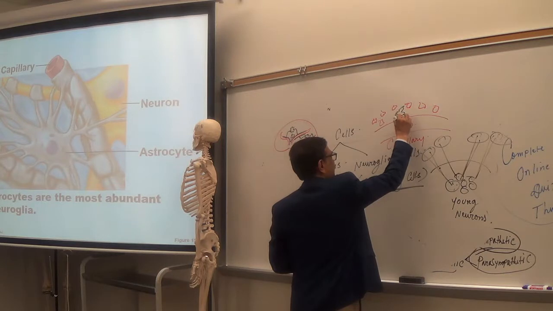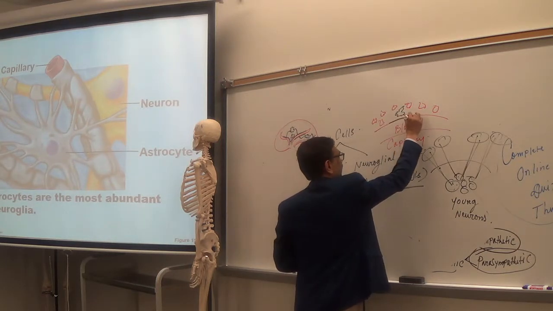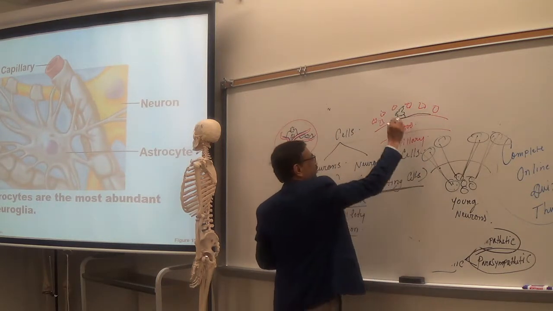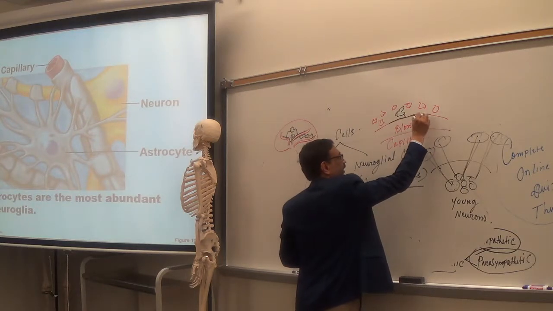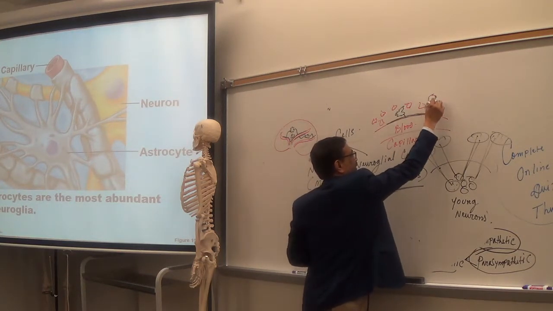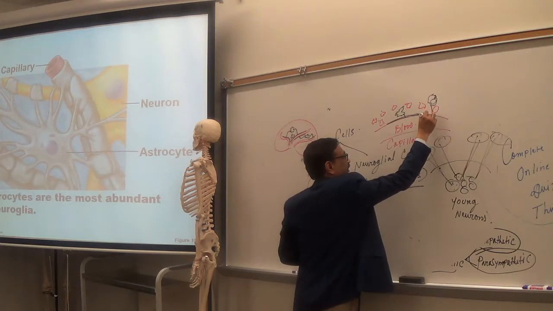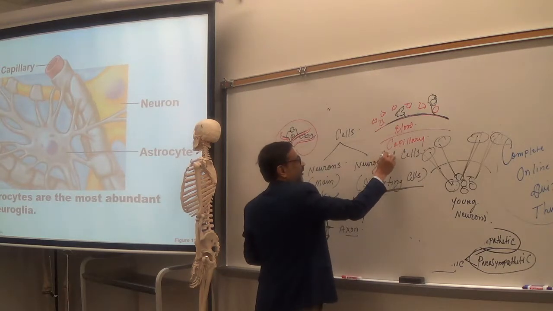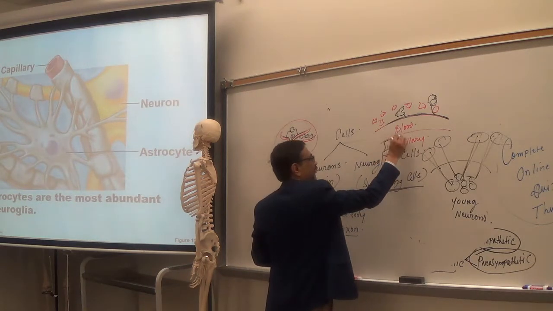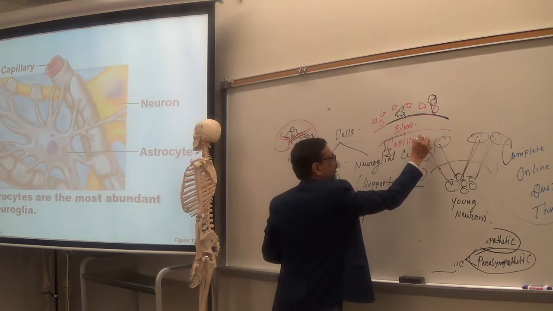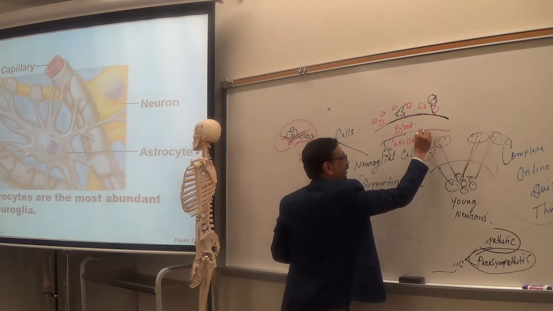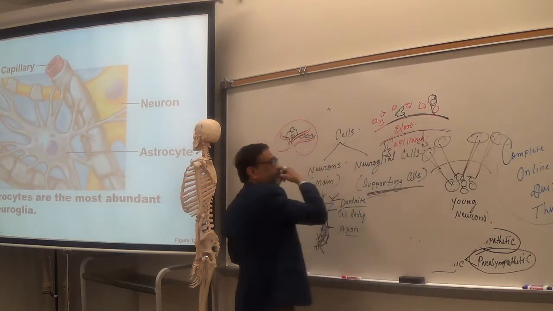Sends process that covers the outer surface of the capillary like this. Another astrocyte here sends process that covers the outer surface. Another astrocyte here covers the outer surface, okay? So now you see why that is important.